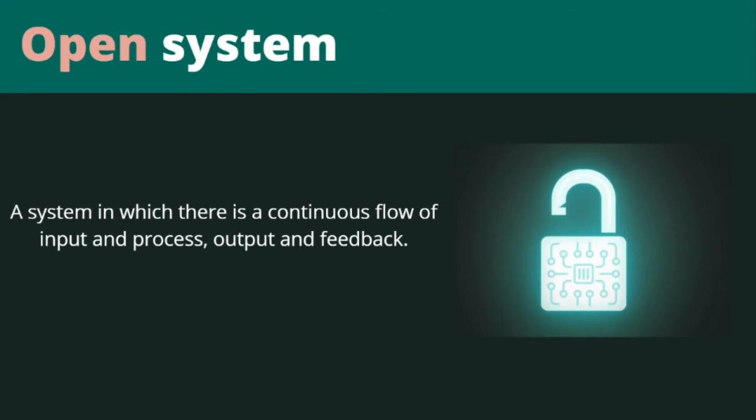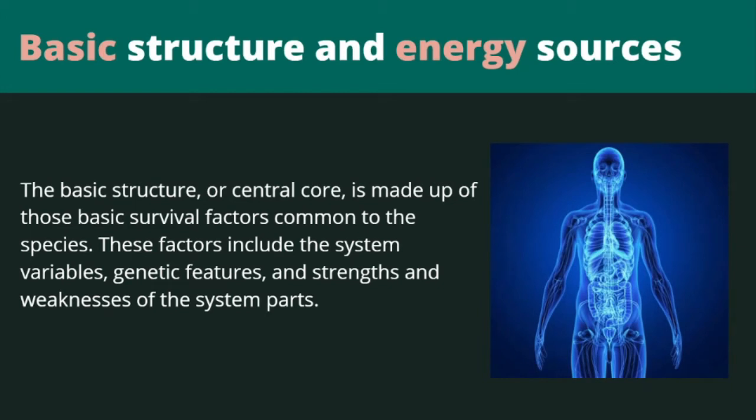So now let us proceed. Basic structure and energy sources. The basic structure or central core is made up of those basic survival factors common to the species. These factors include the system variables, genetic features, and strengths and weaknesses of the system parts of the client itself.